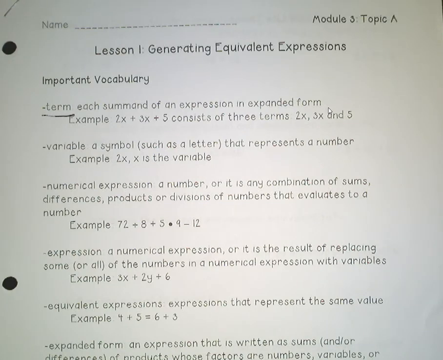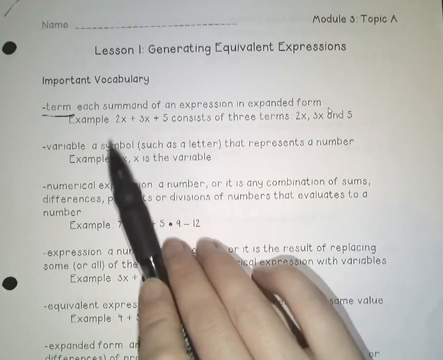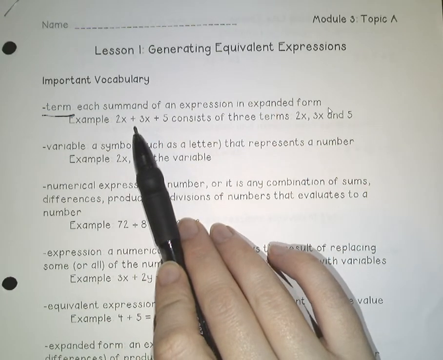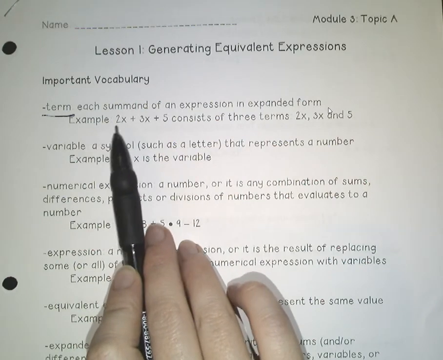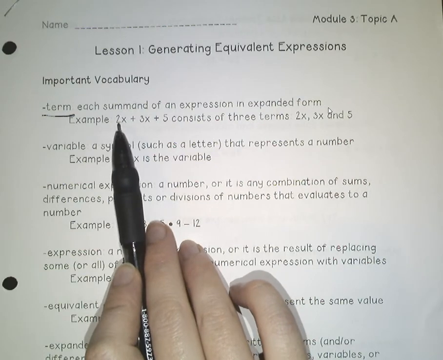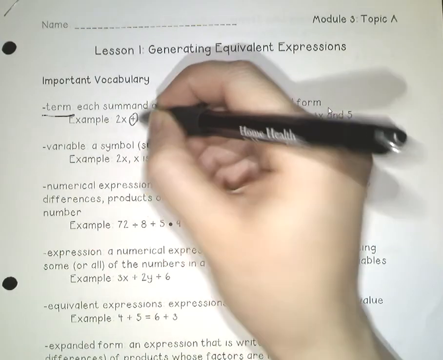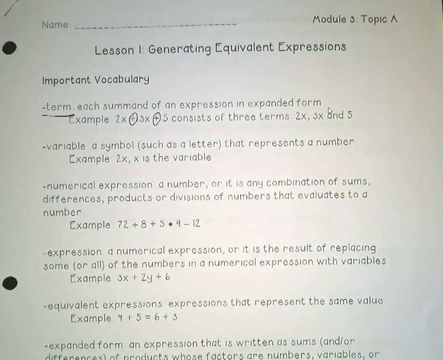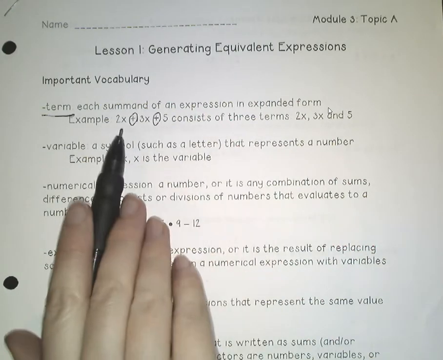A term is each summand of an expression in expanded form. What that means is when we have an expression, for example, 2x plus 3x plus 5, each term is going to be separated by the plus sign all the time. Even though 2x is 2 times x, it's still one term because 2 and x are not separated by the plus sign. Terms are always separated by the plus sign. The plus sign separates the terms. So there are three terms in this expression. It's 2x, 3x, and 5.